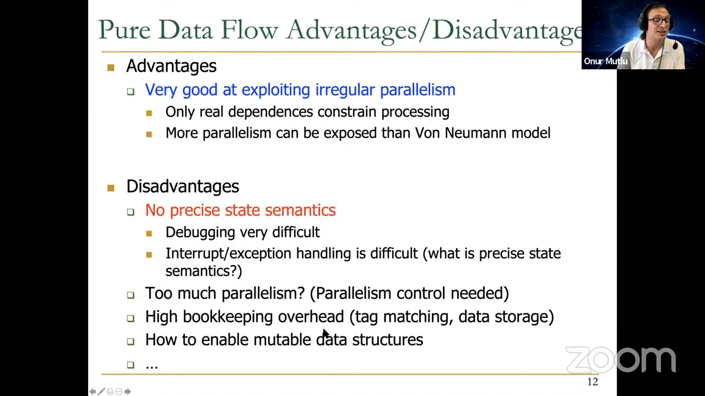And as a result, you need high bookkeeping overhead. You can resonate with this when we talk about the tag matching logic and storage that is needed for values, for example. All of these are done in an out-of-order processor, but in a data flow processor at the ISA level, it becomes even harder, actually, because you need a lot more tag matching, a lot more data storage, and you can't even control the parallelism, right?